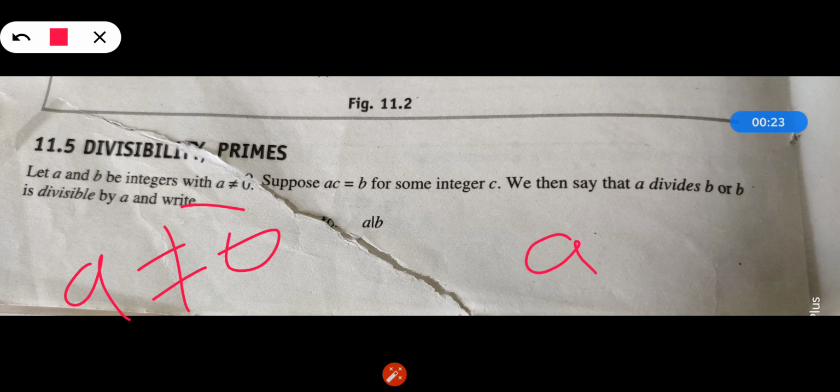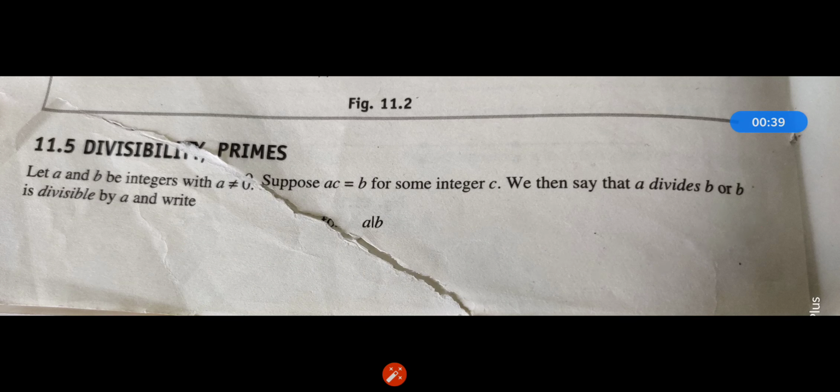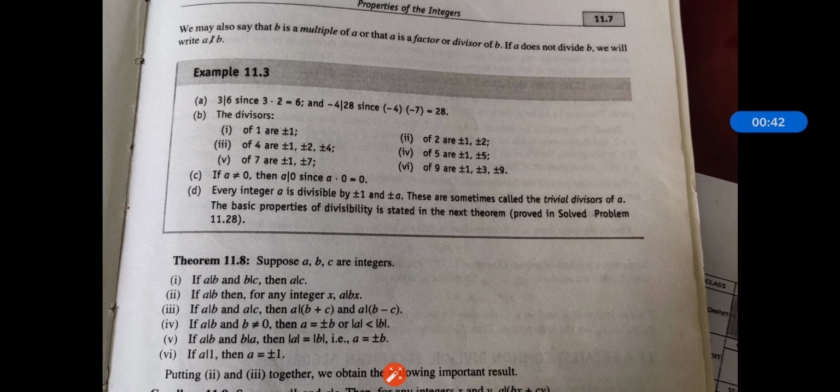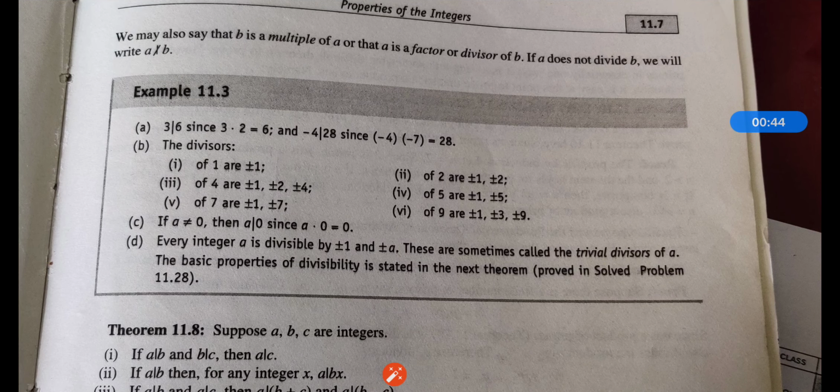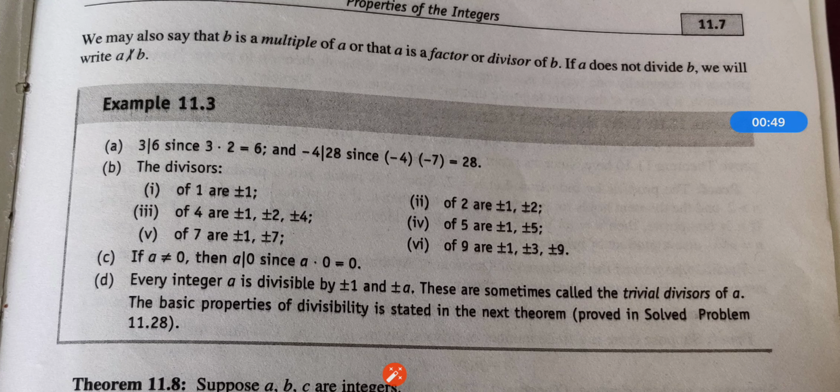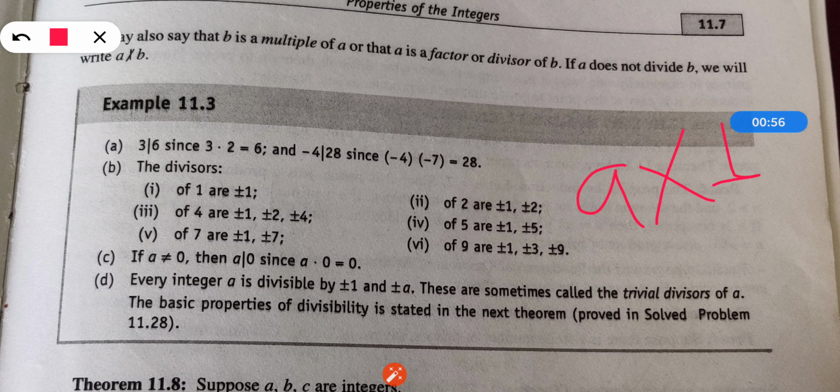Suppose we have ac equal to b for some integer c, then we say that a divides b, or b is divisible by a. That is what divisibility is. So we can say that b is a multiple of a, and a is a factor or divisor of b. If a does not divide b, we write a does not divide b.